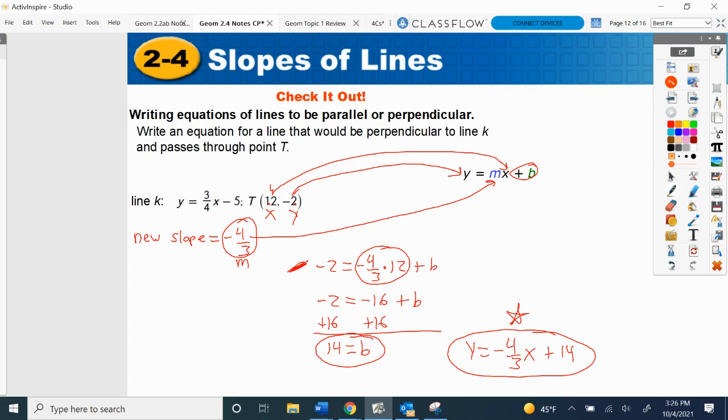So we have negative 2 is equal to negative 4 over top of 3 times 12 plus b. All right, that's what you're still trying to solve for, is b. Do a little fraction math, and you end up with negative 16. Cancel out the negative 16, and you get this down here. B is equal to 14. It's positive. So here's your equation. Y equals negative 4/3 x plus 14. All right, so that equation for that line would make it perpendicular to line K. You could always check them if you want to graph them and see if it actually works. And then you'd know for sure that you got it right.